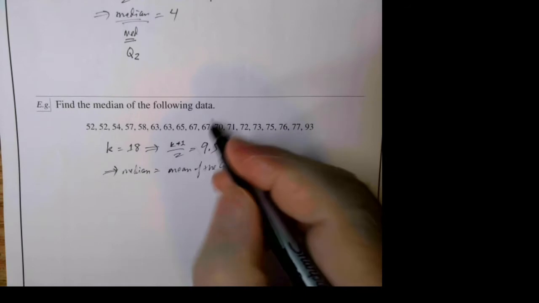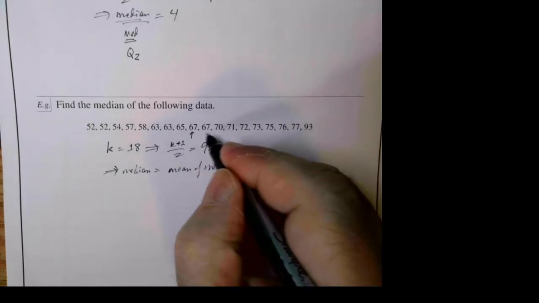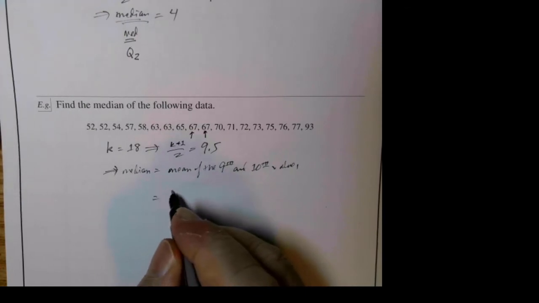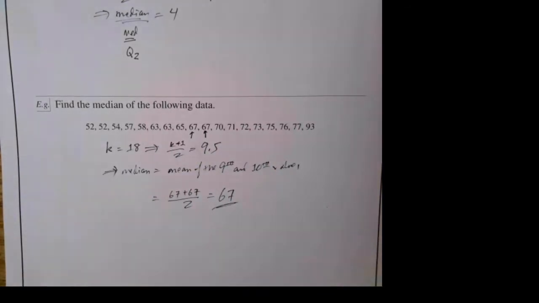So 1, 2, 3, 4, 5, 6, 7, 8, 9. There's the 9th. There's the 10th. Both of those values are 67. So this would be 67 plus 67 over 2, which is, of course, just 67. So the median here is 67.